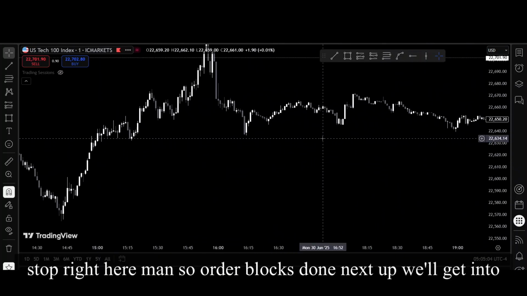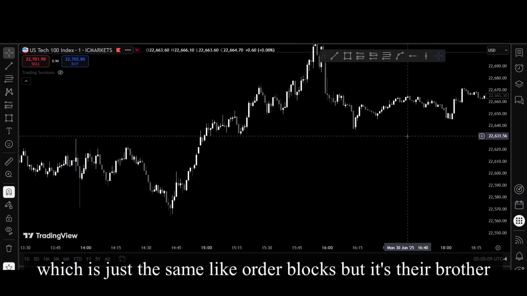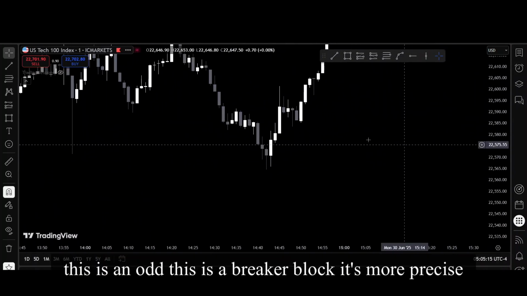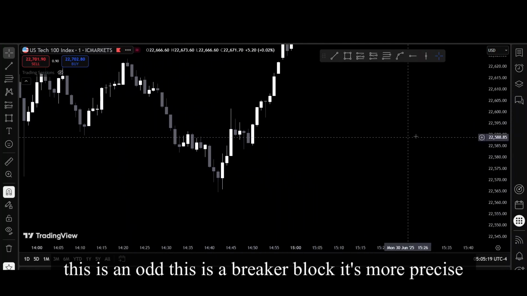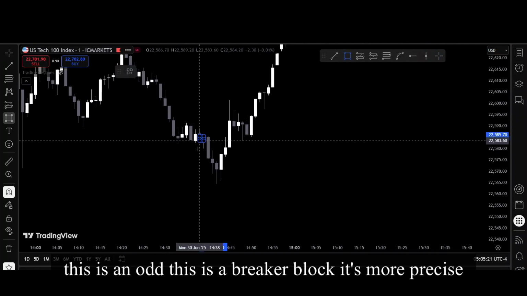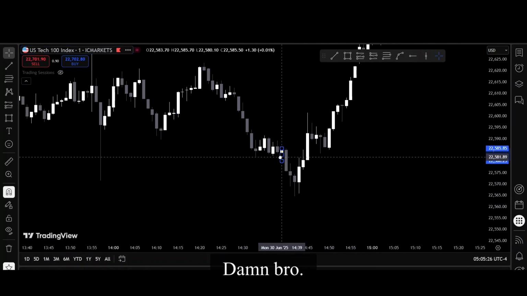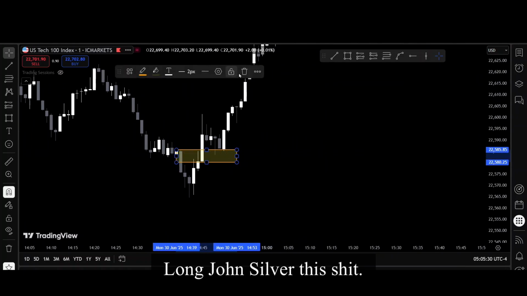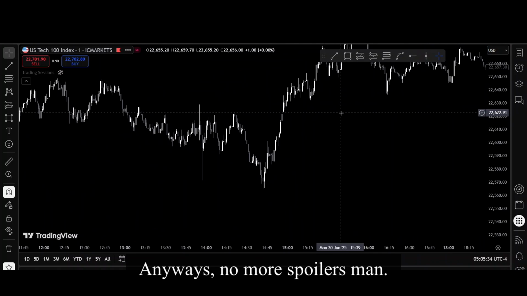So order blocks done. Next up, we'll get into breaker blocks, which is just like order blocks, but it's their brother. This is a breaker block. It's more precise. Anyways, no more spoilers.